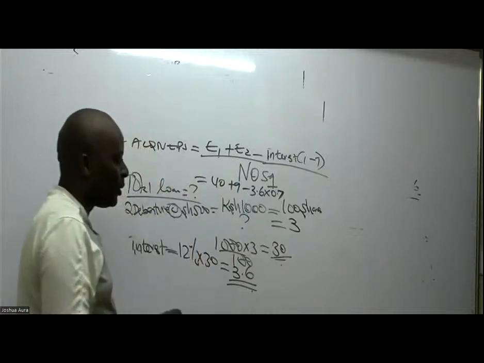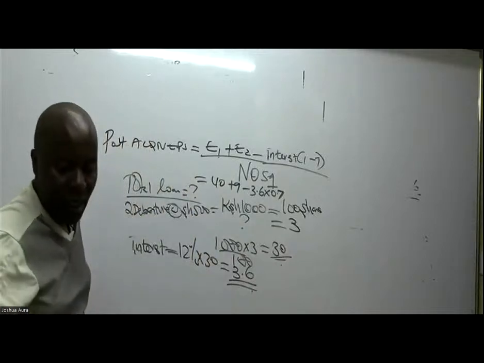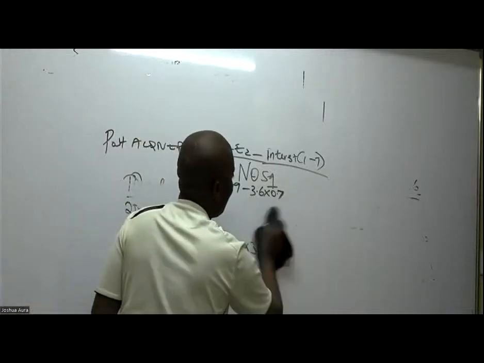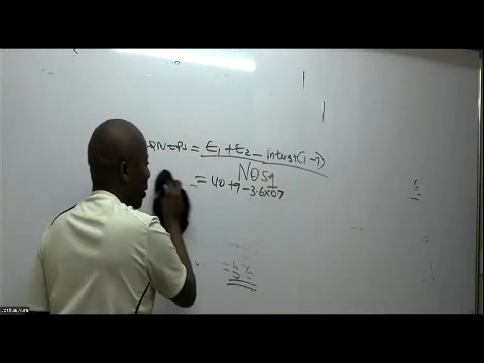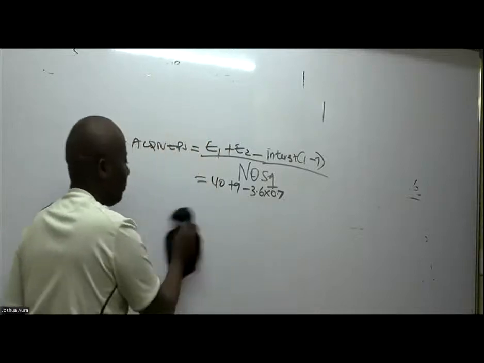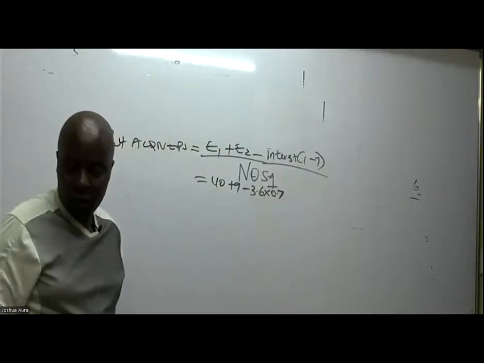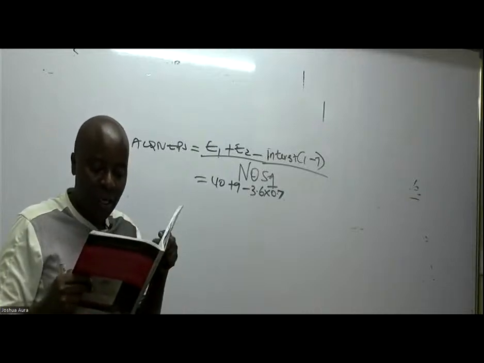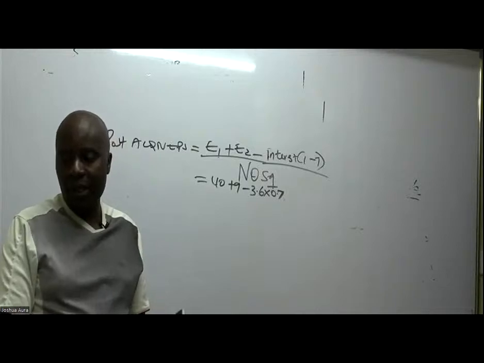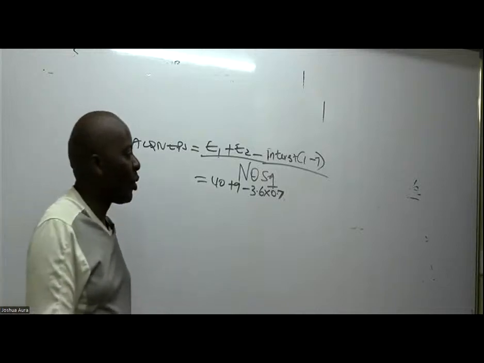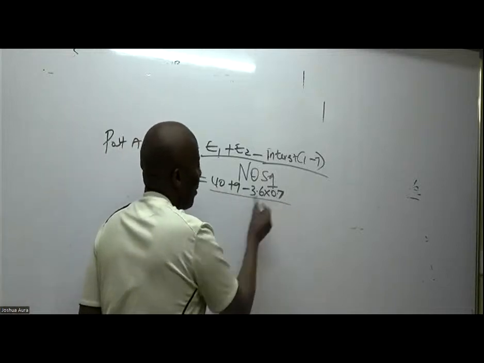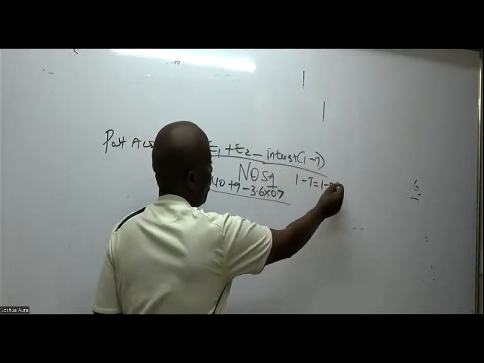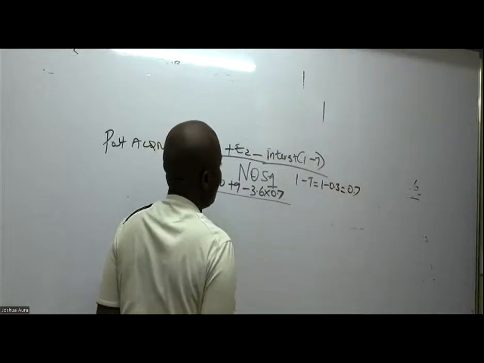I'm so sure about the 0.7, though you guys haven't yet seen where I got it from. It's 1 minus tax, isn't it? Tax this time round is 30%, it's given down there. So 1 minus 0.3 will give us 0.7.